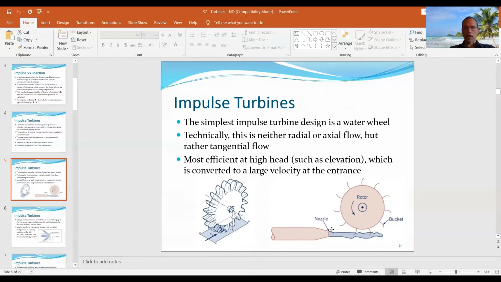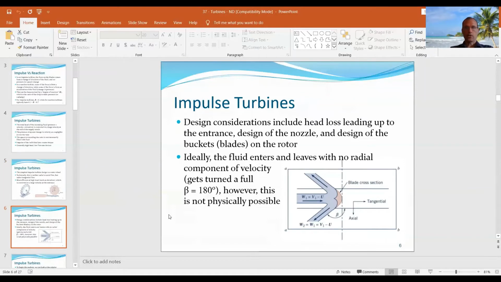So here's another side view of it. Again, I have some nozzle, really high velocity coming out of here, hitting those buckets, making the wheel spin around. You can get work out of it. Technically, this is neither radial nor axial flow, but rather tangential flow. These guys are most efficient at high head, like I said: have some elevation gain, and that's converted to some large velocity as it hits my water wheel. So again, if I have some sort of waterfall coming down here, that water is going to have fairly high velocity when it hits this water wheel, and the higher the velocity, the more work I can get out of it.